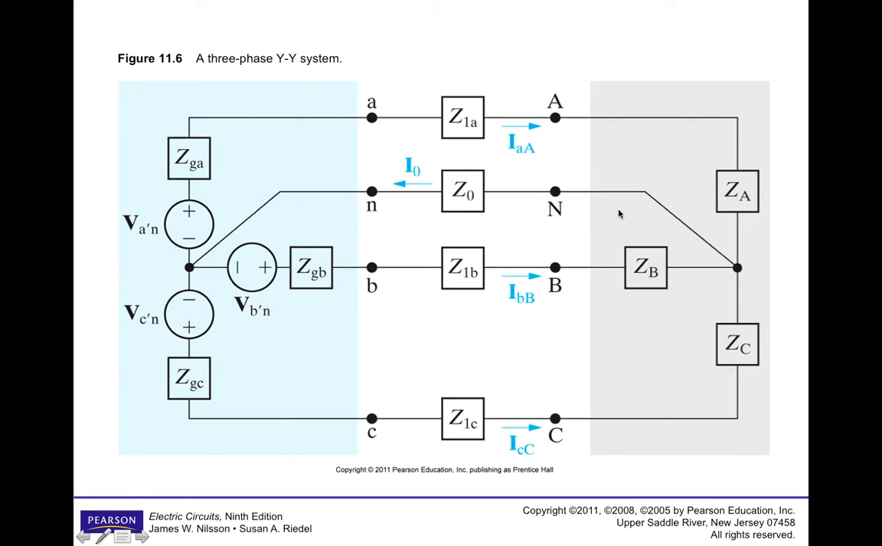And then finally at the load end, the load is also hooked up as a Y. You can see we switch from small letters on the generator end to capital letters on the load end. That's just a notation thing. And you notice they're also hooked up with a common point, and the neutral wire is tied in to the common point on the load end as well.